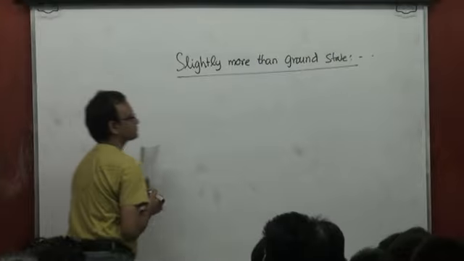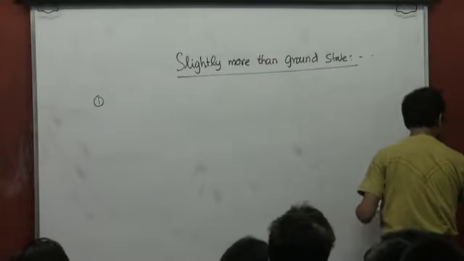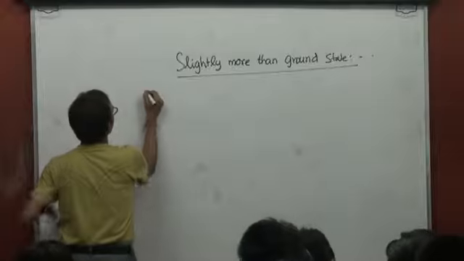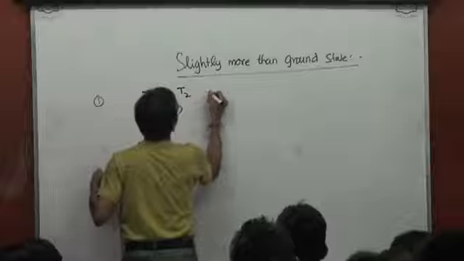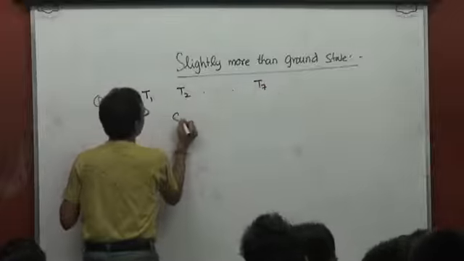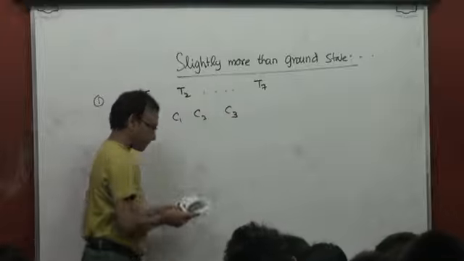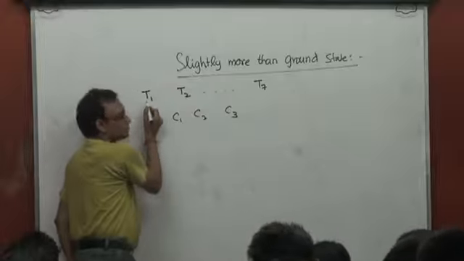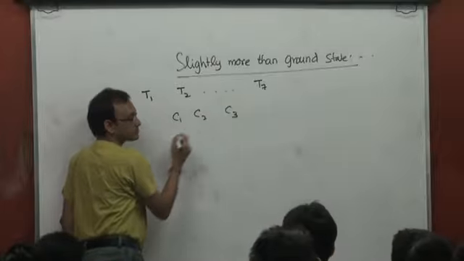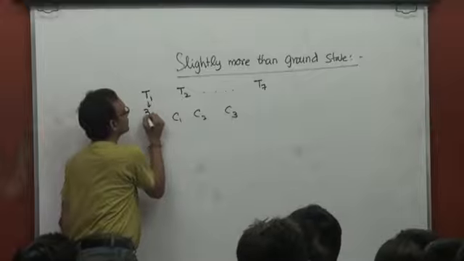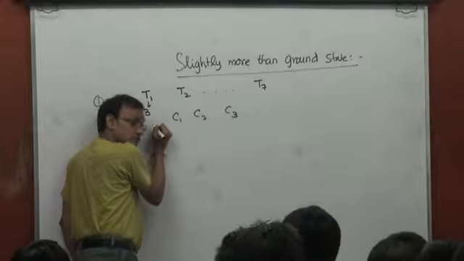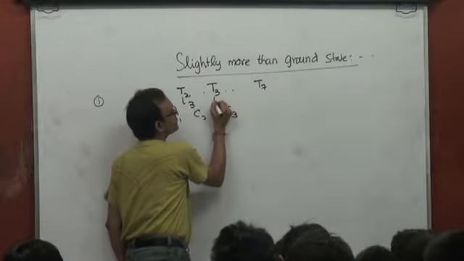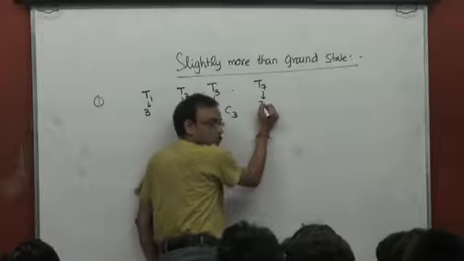Problem 1. Number of ways in which 7 distinct toys could be distributed. These are the 7 distinct toys, T1, T2, up to T7. And there are 3 children, C1, C2, C3. Each of these toys could be given to any one of the 3 children, right? So T1 could be given in 3 ways, T2 can also go in 3 ways, T3 would also go in 3 ways, T7 can also go in 3 ways.